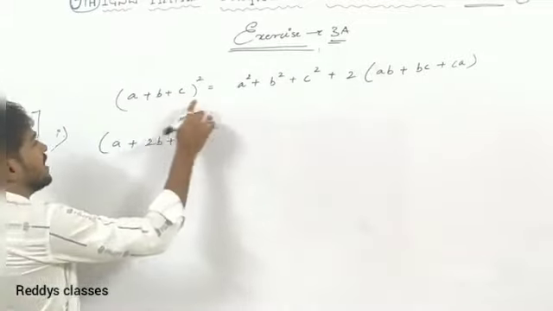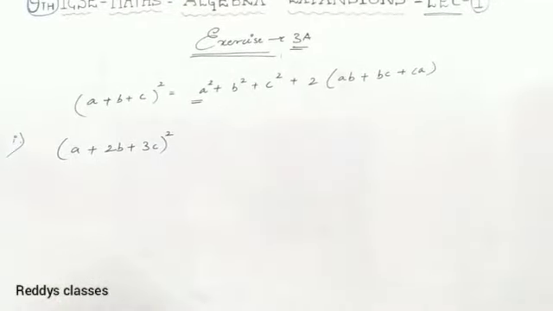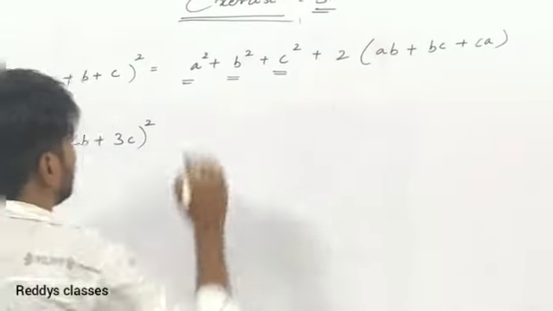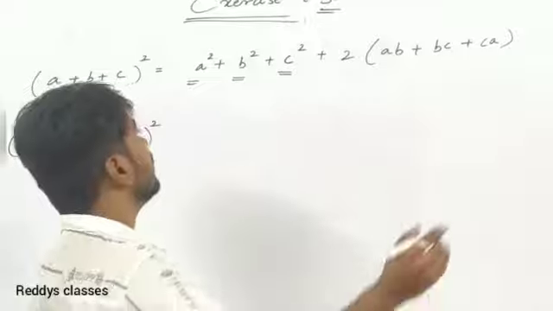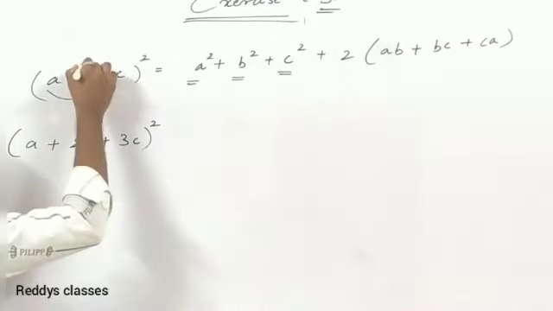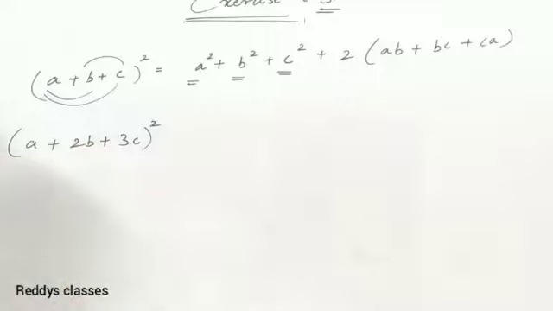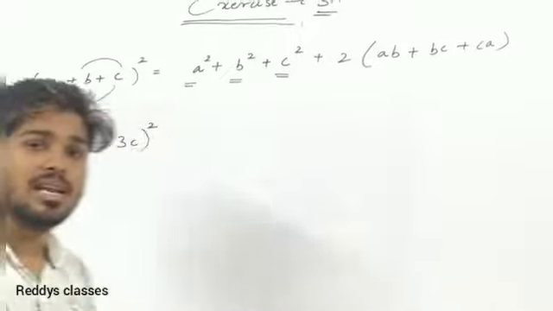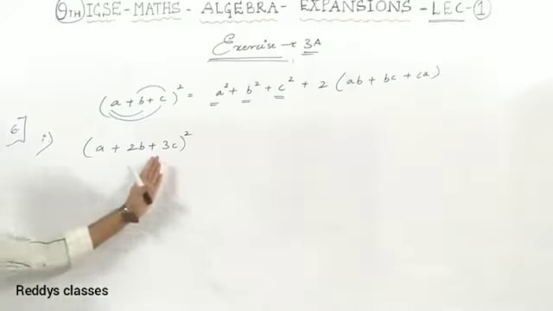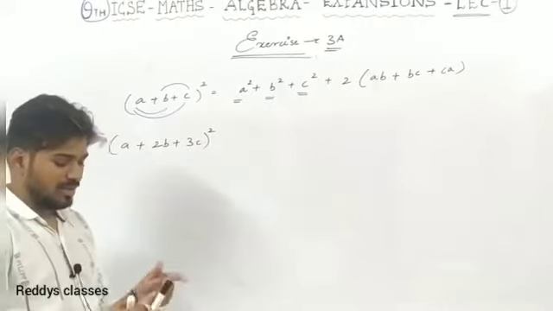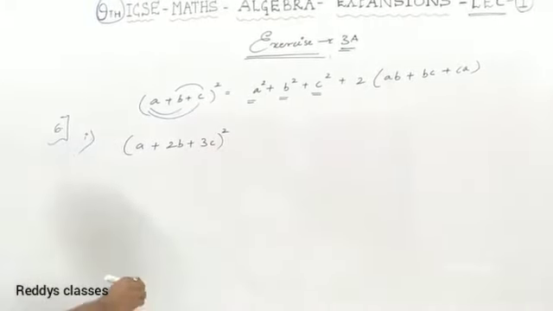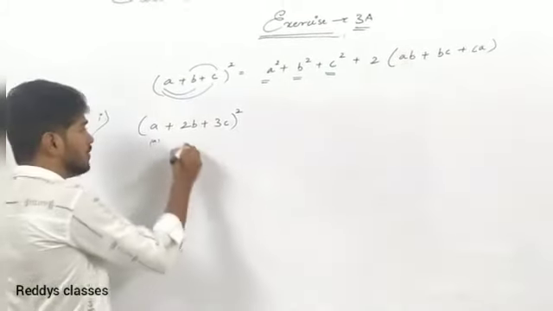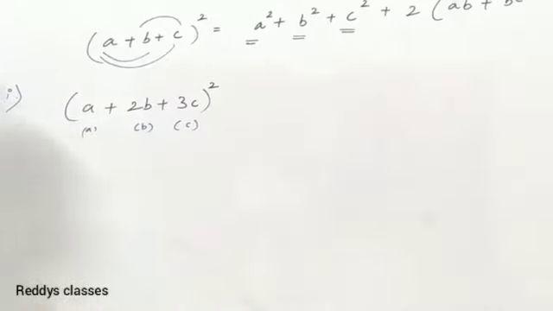a plus b the whole square is what? a square, it is given. Let me use the next formula. It is a square plus b square plus c square plus 2 into ab plus bc plus ac. That's it, the formula. Let us use this formula in the equation. (a plus 2b plus 3c) the whole square. So what we get is, this is your value for a, given as a itself. This is your b. This is your c.